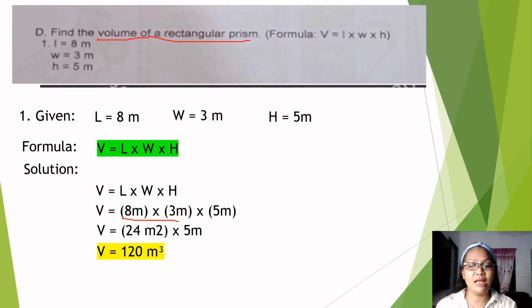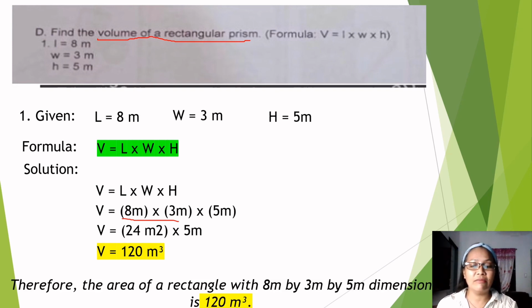As I had mentioned a while ago, when we talk on volume, the unit is always to the power of 3. Therefore, the volume of a rectangular prism with 8 meter by 3 meter by 5 meter dimension is 120 cubic meter or meter cube.